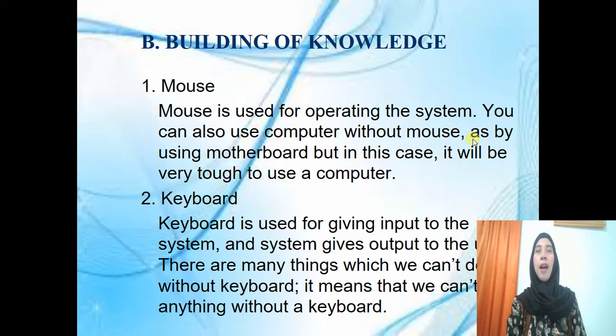Which one is the keyword for the function of the element mouse? Could you find it? Which word? Yes, the keyword for the function of mouse is the word operating. So the function of mouse is used for operating the system. The keyword is operating.